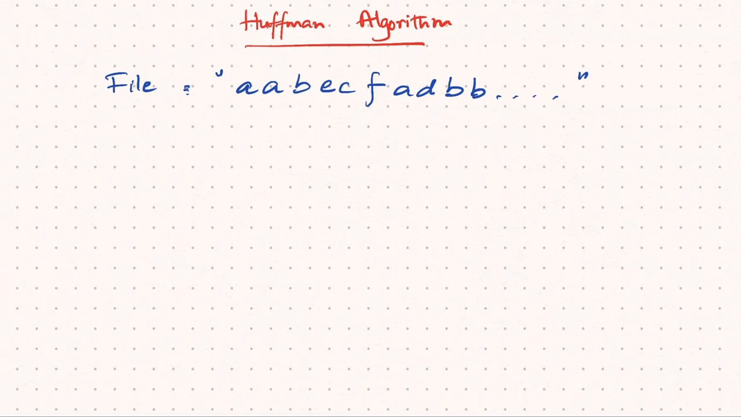So the problem we'd like to answer here is how can we encode this file using the smallest amount of bits, the least amount of bits? We'd like to have the most possible compressed version of this file, the least amount of bits to store this sequence of characters.